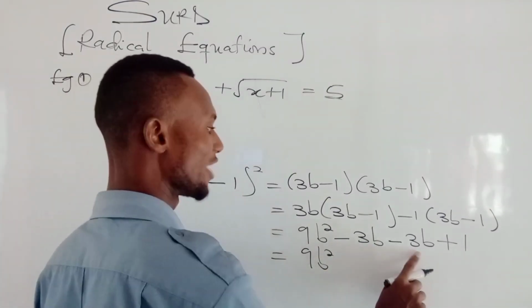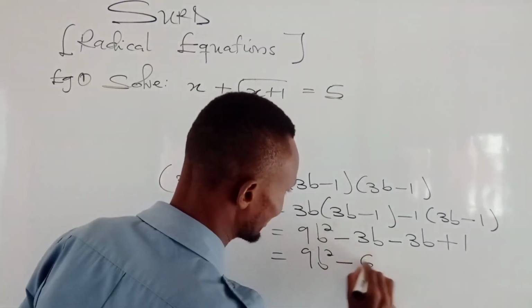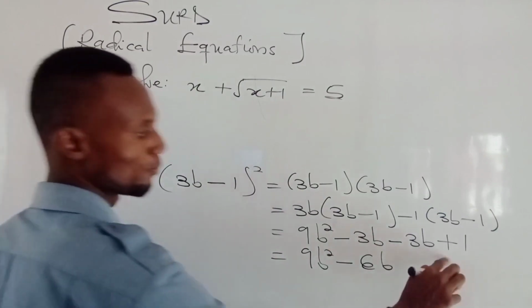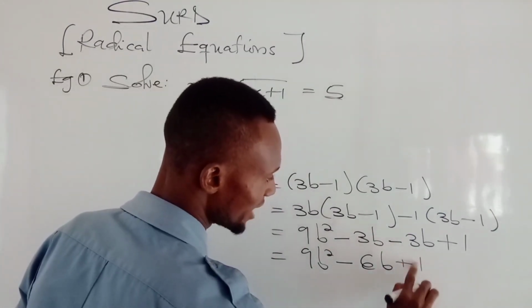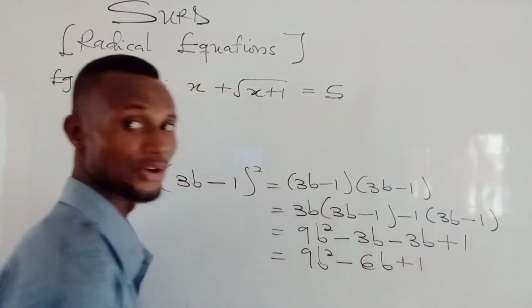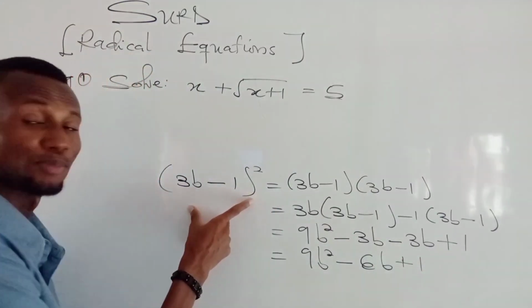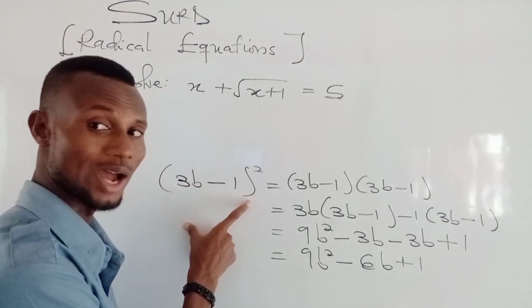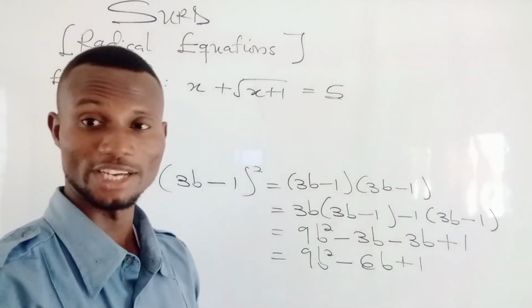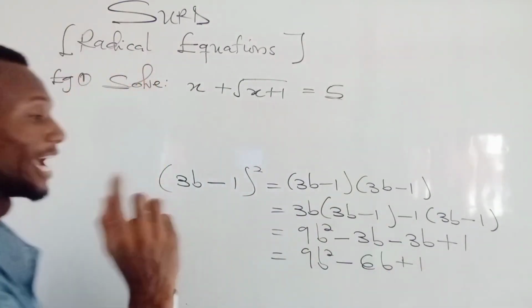Minus 3b minus 3b will give me minus 6b, then plus the one which we have here. I hope you agree with me up to this point. So this is our final answer for simplifying, or expanding, this one. But I want us to use the shortcut, so let's go ahead and use it.